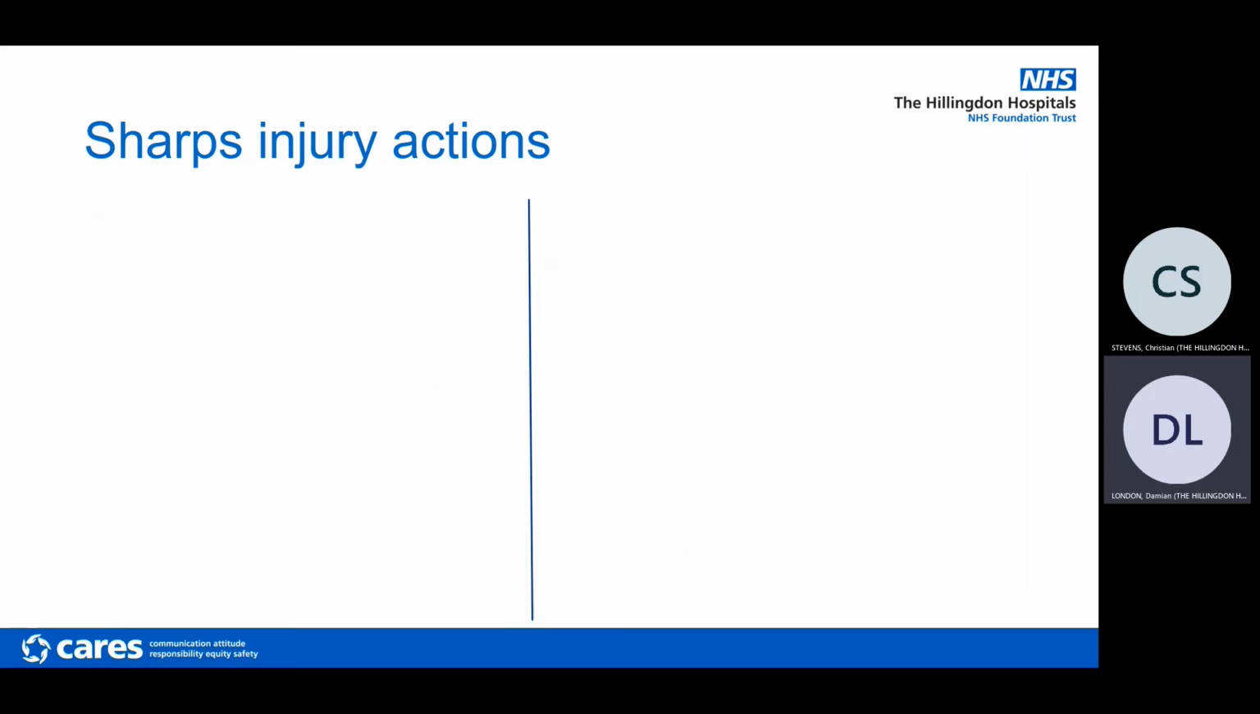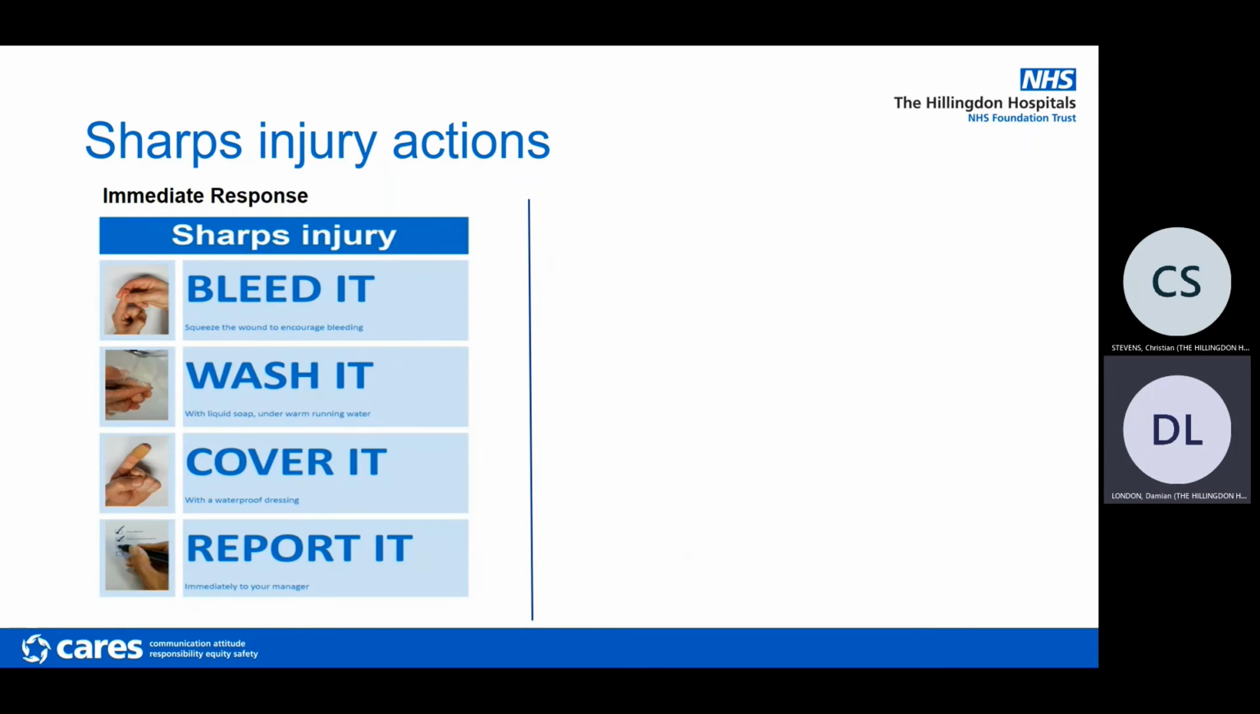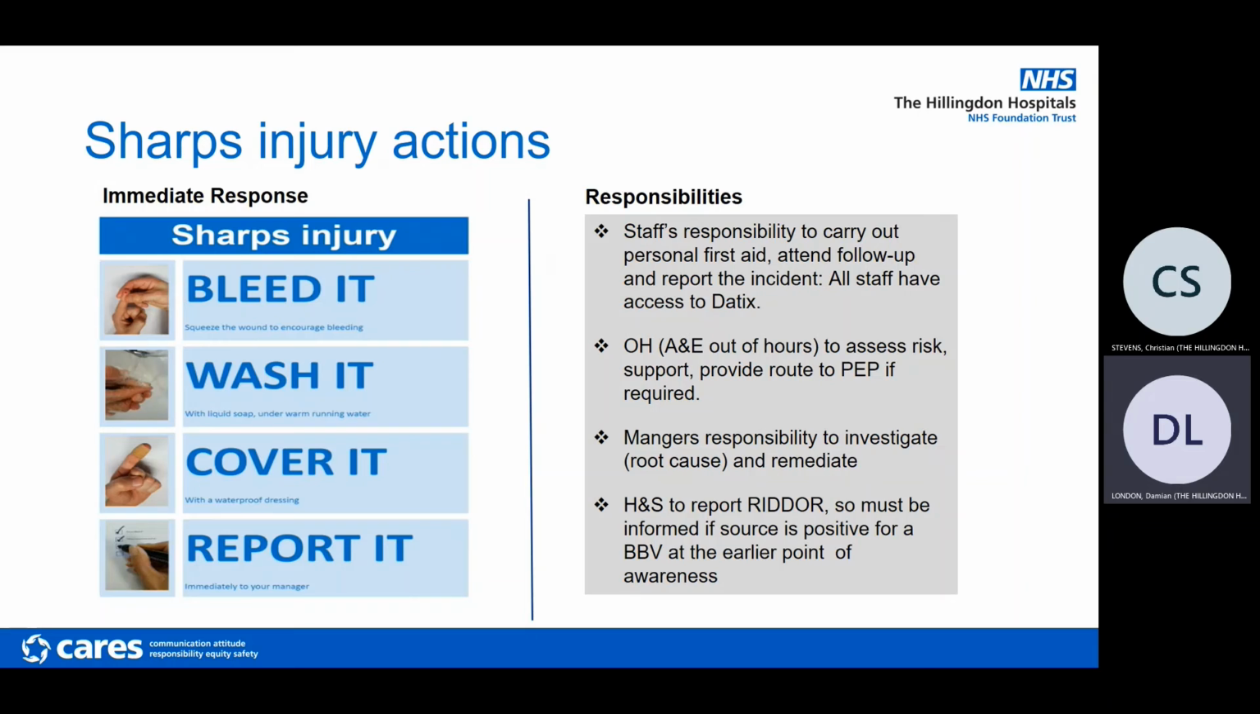If you were to sustain a sharp injury, the actions you need to take are: bleed it first, so squeeze the wound and encourage bleeding. Wash with liquid soap under warm running water as much as possible. Place a waterproof dressing on and then immediately report to your manager. What's important is responsibility. There are responsibilities for everybody.